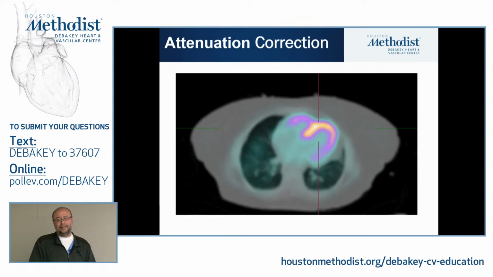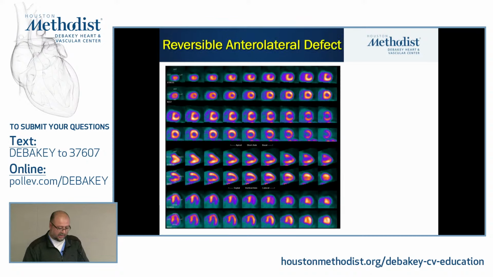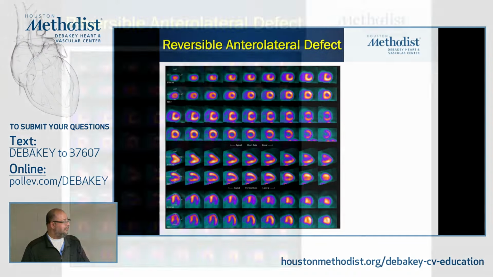Now all vendors have software on the machine, so if you recognize that, you just go tell the technologist, can you reposition it? We call it reprocess. You can take the transmission and emission data and put them on top of each other again and try to fix that misregistration manually. Here's one example. You can see that there is an anterolateral defect.